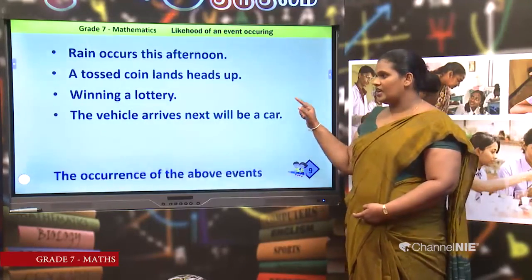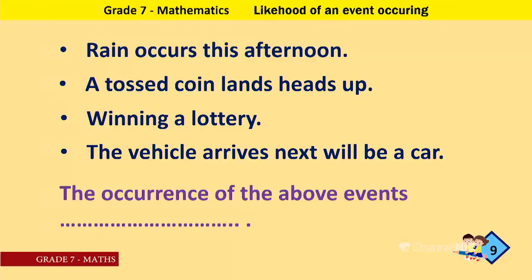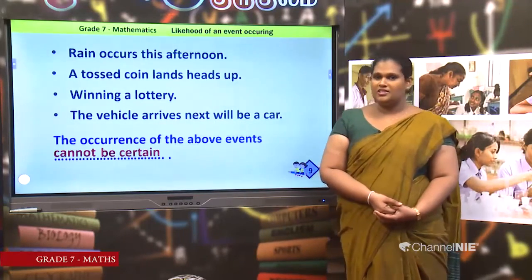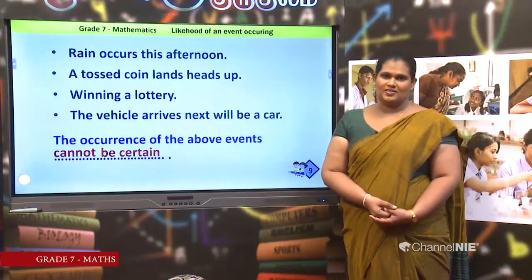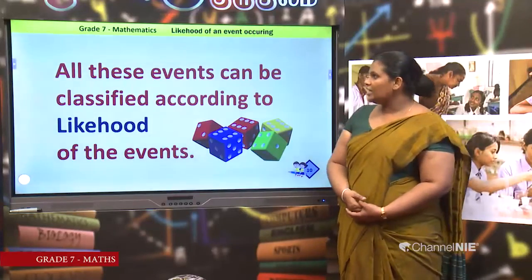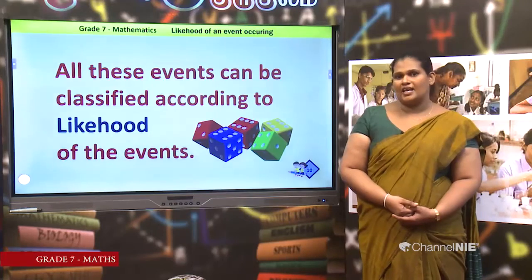So, we can say the occurrence of these above events cannot be certain. Therefore, we have a special name for these events, that is what we call random events. Right? So, all these events can be classified under three types.